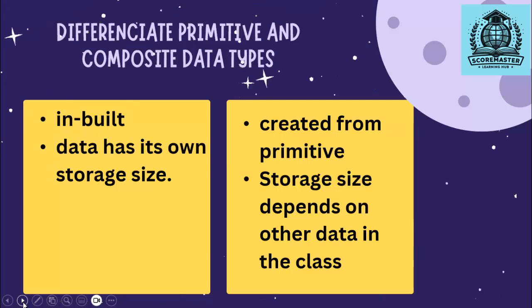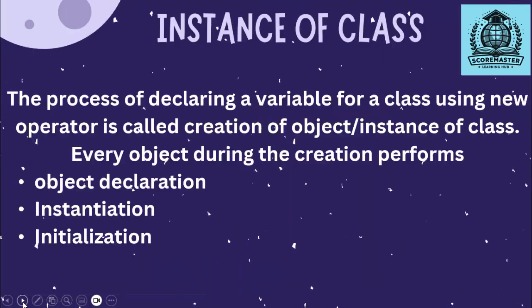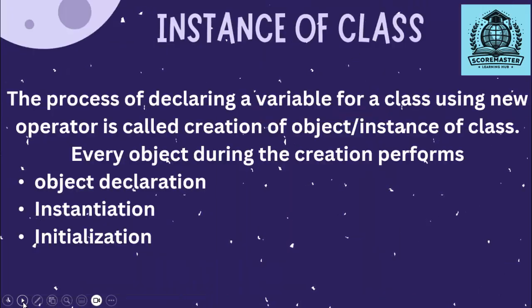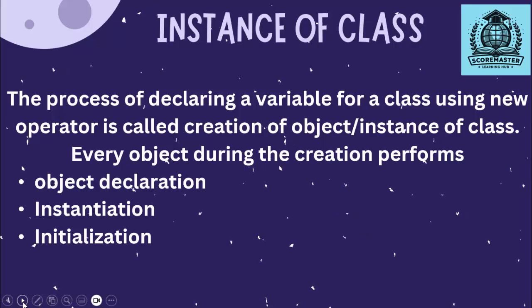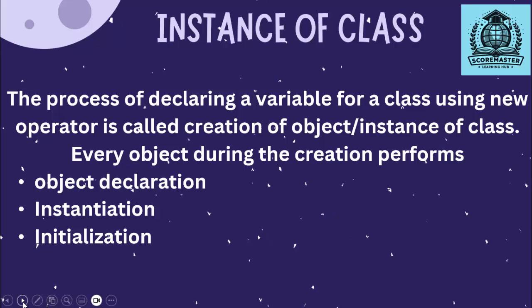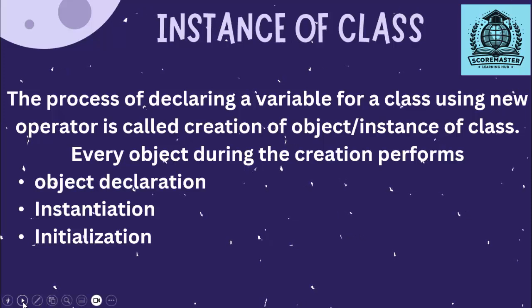Coming on to differentiating between primitive and composite data types, primitive is inbuilt, whereas composite is created from primitive. Data has its own storage size in primitive, but here the storage depends upon the other data that is stored in the class. Instance of a class is the next topic. The process of declaring a variable for a class using the new operator we call the creation of the object, or it is otherwise called an instance of the class.